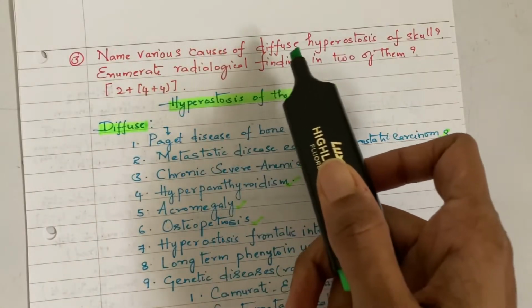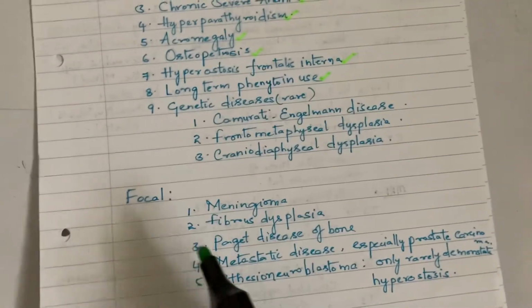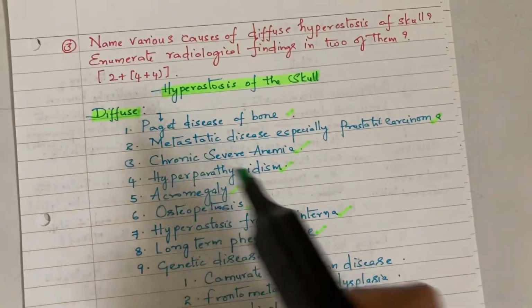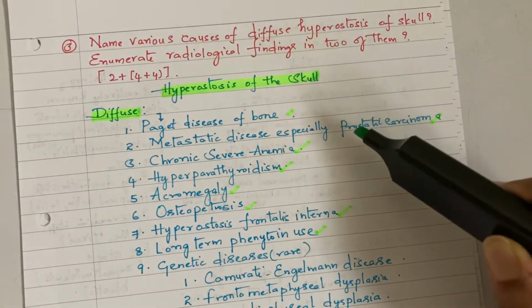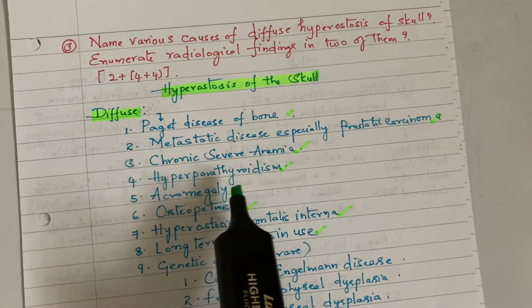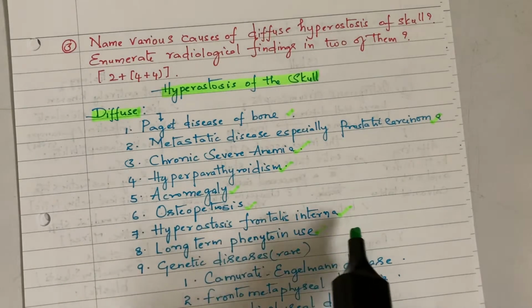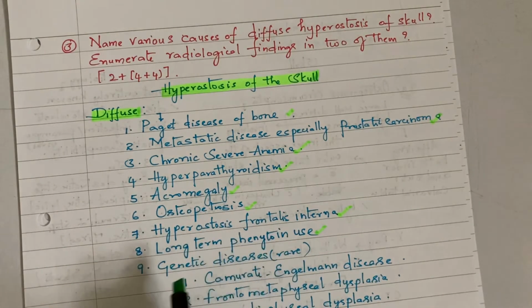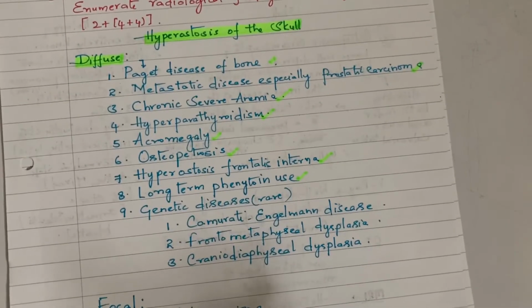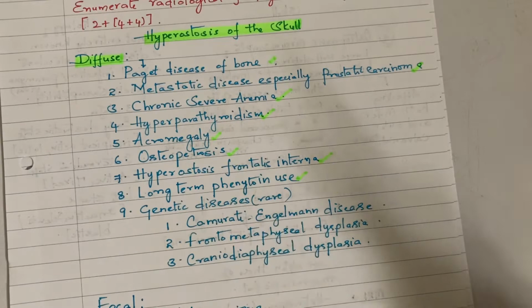Name various causes of diffuse hyperostosis of skull. So hyperostosis of skull can be diffuse or focal. What are the causes of diffuse? We have Paget's disease, metastatic diseases such as prostatic carcinoma, chronic severe anemia, hyperparathyroidism, acromegaly, osteopetrosis, hyperostosis frontalis interna, long-term phenytoin use, genetic diseases like craniodiaphyseal dysplasia, frontometaphyseal dysplasia, Camurati-Engelmann disease. These are all the differential diagnoses for diffuse hyperostosis of skull.